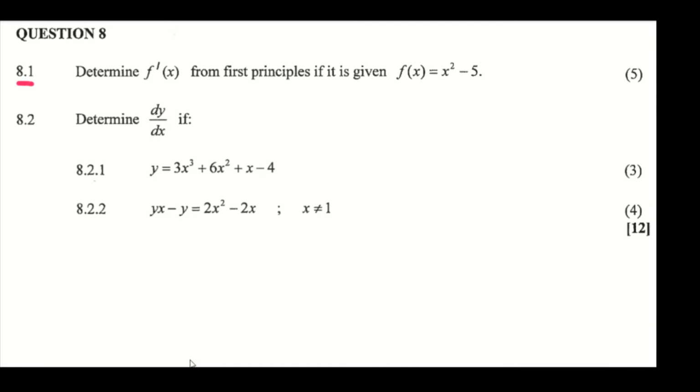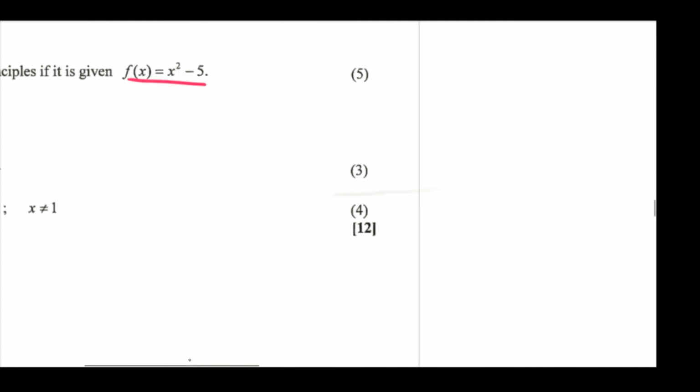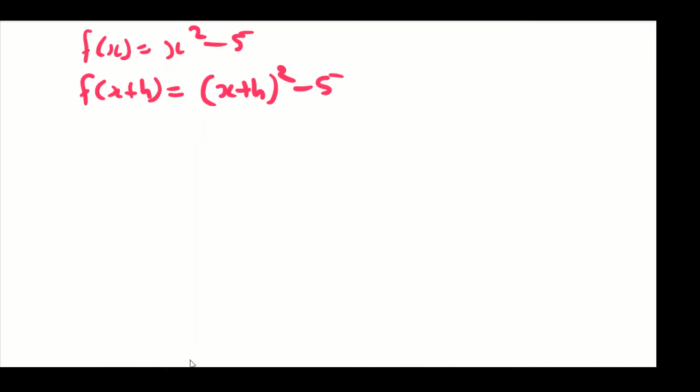8.1, determine f prime of x using first principles. If you're given f of x equals x squared minus 5, so our f of x is equal to x squared minus 5, and our f of x plus h is equal to, wherever we see x, we're going to put x plus h squared minus 5. Then we want to find our derivative, the limit as h approaches 0, so it's f of x plus h.